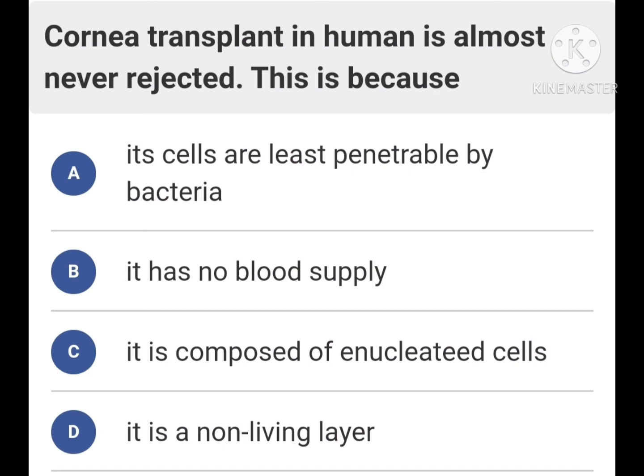Cornea is a transparent layer that forms the anterior 1/6 of the eyeball. It helps to focus light waves as they enter the eye. Cornea has no blood supply, therefore it can be transplanted successfully. So the right option is B. It has no blood supply. Okay, let's see our next question.